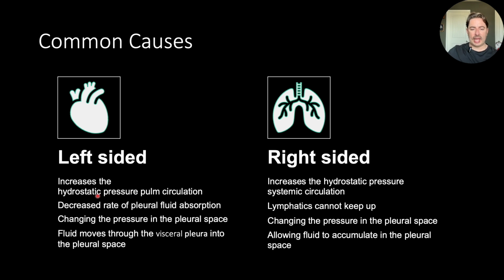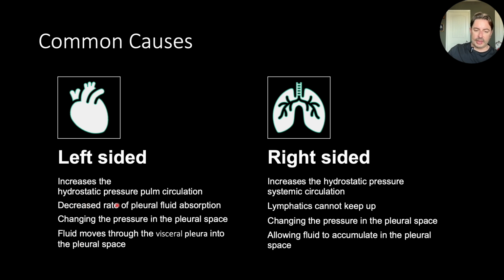On the left side, it's increasing the hydrostatic pressure in the pulmonary circulation, and this decreases the rate of pleural fluid absorption. So the body is no longer absorbing the pleural fluid, and you get an increase in pleural fluid in pulmonary circulation. It changes the pressure in the pleural space. When that hydrostatic pressure goes up, you're going to see fluid move through the visceral pleura into the pleural space.